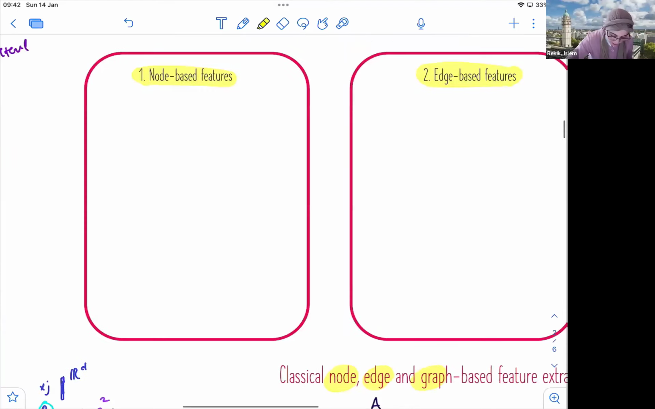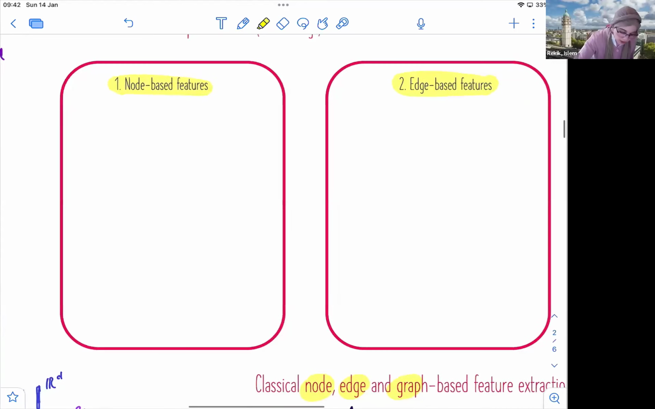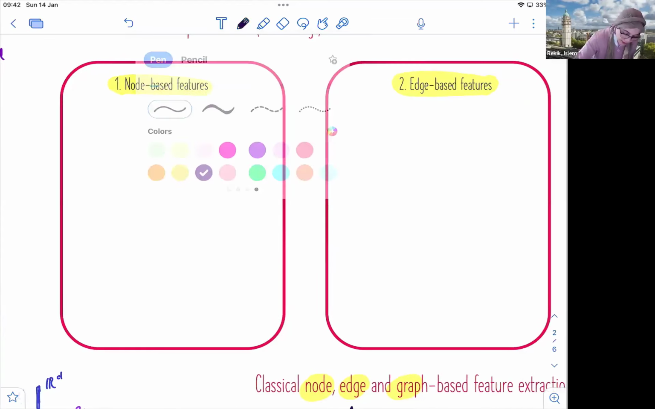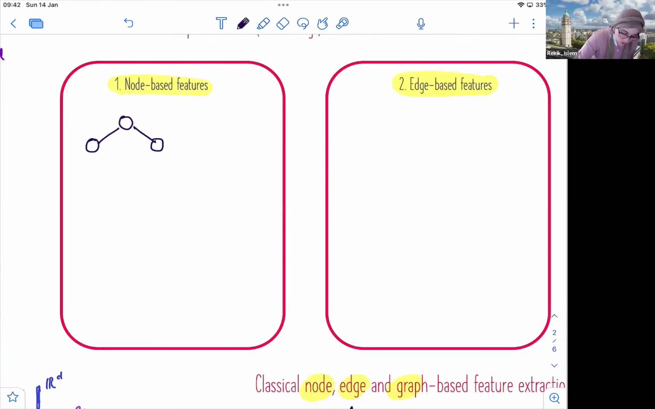So let's start with, for example, the node-based features. If you remember, in the first lecture, we talked about centrality measures and topological roles and topological values, right? So these are measures that we can use to characterize the importance of a node. For example, here, we can extract node-based features. So this graph, for example, G.